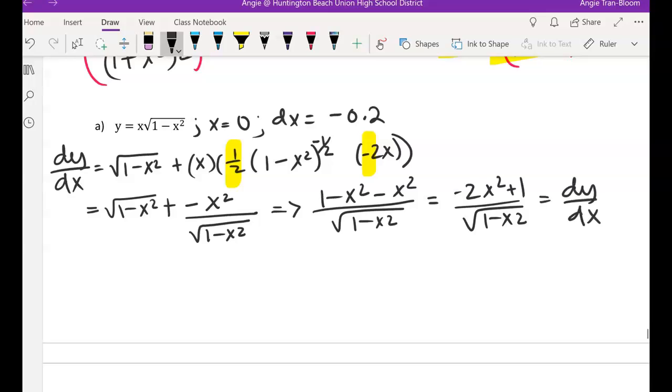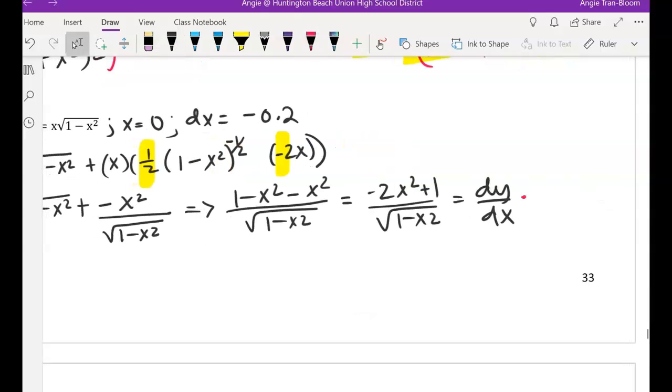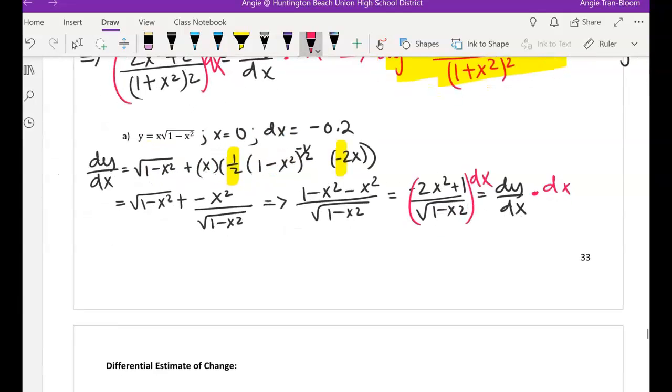I'm not looking for dy over dx. I'm looking for dy equals. So we are now going to multiply both sides by dx to get rid of the denominator. Voila! Okay, so part A, answer: dy equals negative 2x squared plus 1 all over the square root of 1 minus x squared. And you can stick the dx back here.